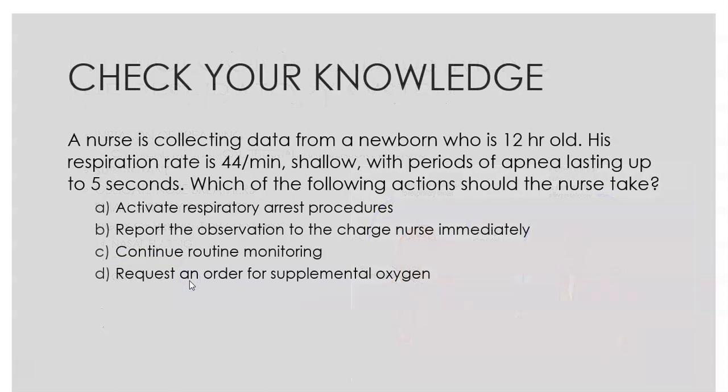So let's see how you do on this question. A nurse is collecting data from a newborn who is 12 hours old. Respiratory rate is 44 breaths per minute, shallow with periods of apnea lasting up to 5 seconds. Which of the following actions should the nurse take? Should we activate respiratory arrest procedures? Should we report the observation to the charge nurse immediately? Continue routine monitoring or request an order for supplemental oxygen? I'll give you a second to think about it.